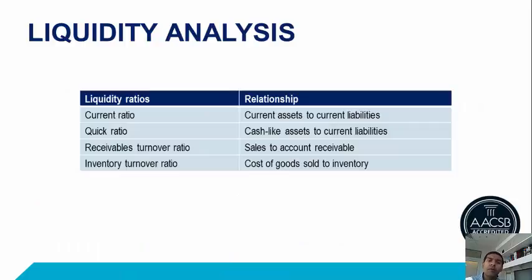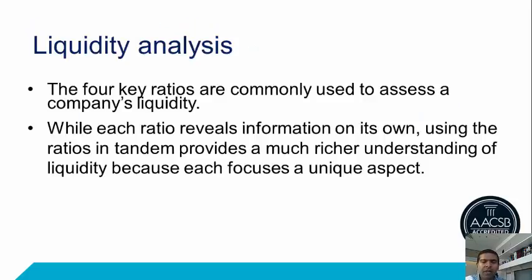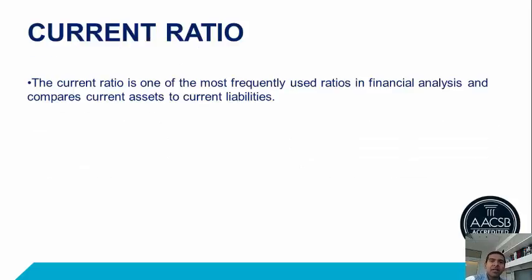I've introduced 4 ratios for you to think about in relation to liquidity: the current ratio, the quick ratio, the receivables turnover ratio, and the inventory turnover ratio. Let's start with the current ratio. Now, these 4 key ratios are commonly used to assess liquidity, but do understand that there's no one ratio that's better than the other. Rather, they work in tandem to collectively give you an overall picture of your ability to meet your payment obligations. The current ratio is our first and probably most popularly used ratio going around.